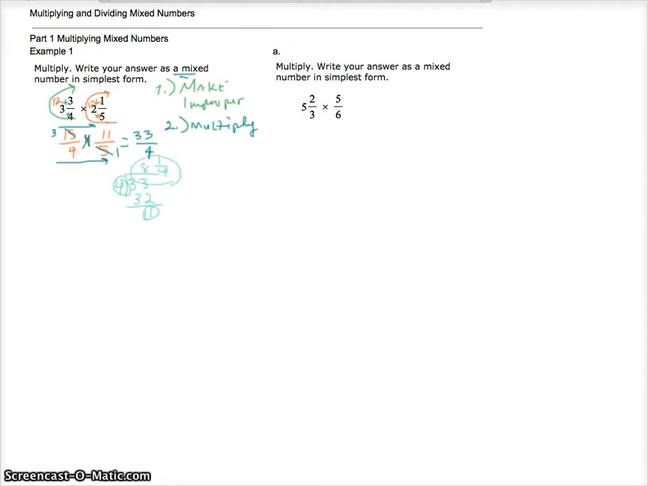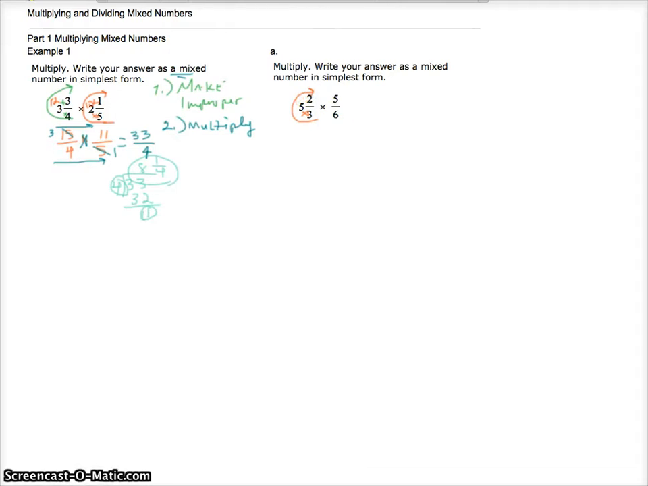Let's look at another example. Example A, I have 5 and 2/3 times 5/6. Here I have a mixed number, so I'm going to have to fishhook. 3 times 5 is 15. And then I want to add 2. 15 plus 2 is 17 over 3 times 5 over 6.